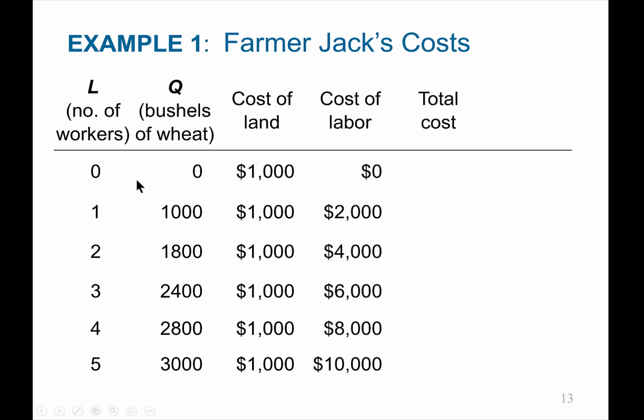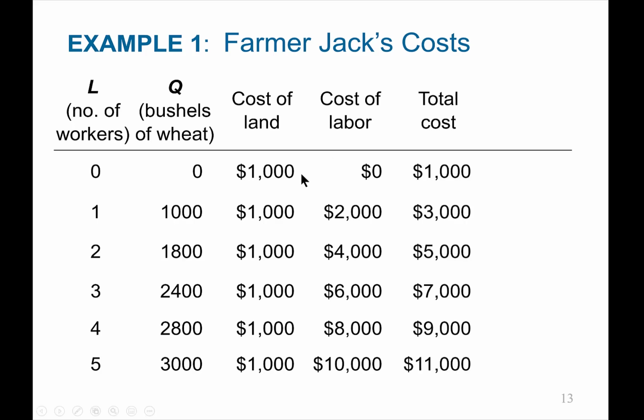If you're not employing any workers, you don't pay any labor costs. If you employ 1 worker, it's $2,000. If you employ 2, it's $2,000 each. 3, $2,000 each. We get $6,000. 4, 5. Okay. So if we get to total cost, it's basically, according to our story, just the cost of the land and the cost of the workers.